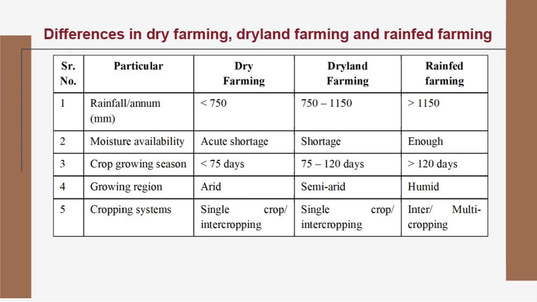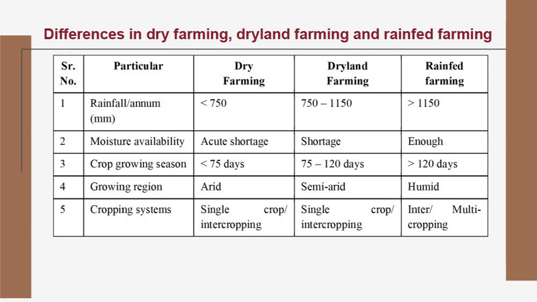Now you see the differences in dry farming, dryland farming, and rain-fed farming in tabular form, so that you can easily remember and do your own analysis of these. So, rainfall per annum in millimeter. In dry farming, it is less than 750 millimeter. In dryland farming, it is 750 to 1150 millimeter, and more than 1150 is rain-fed farming. And later on, in the next slide, you will see that dry farming and dryland farming have been combined and grouped just into one.